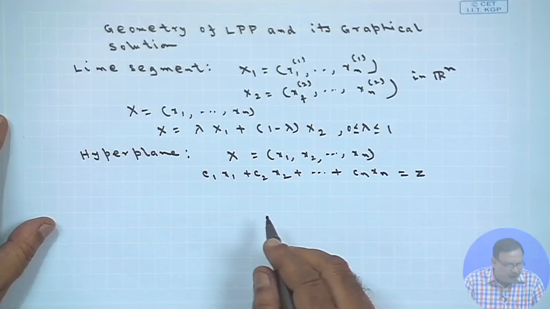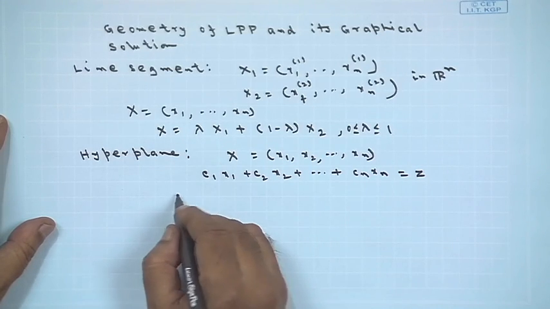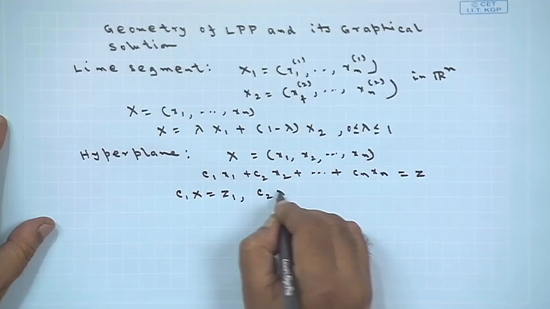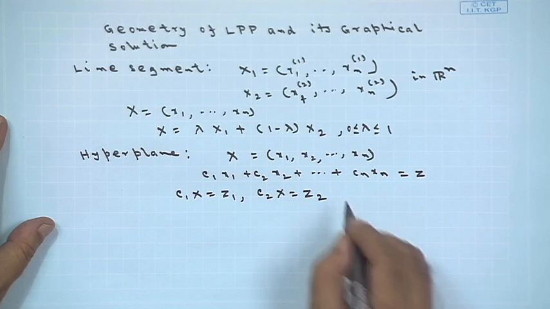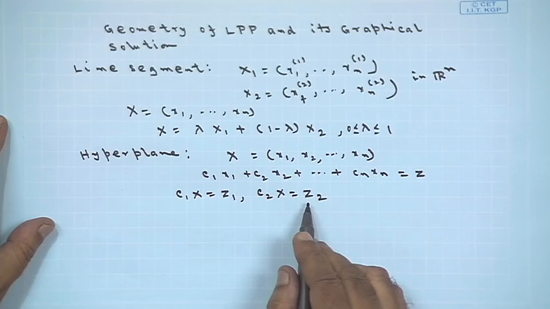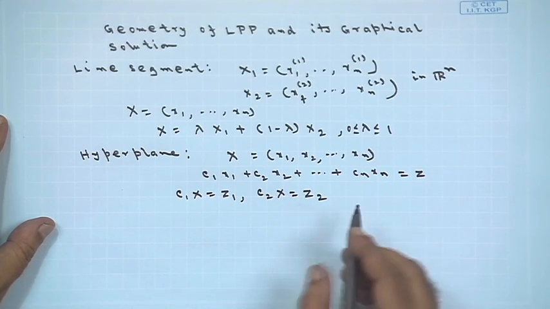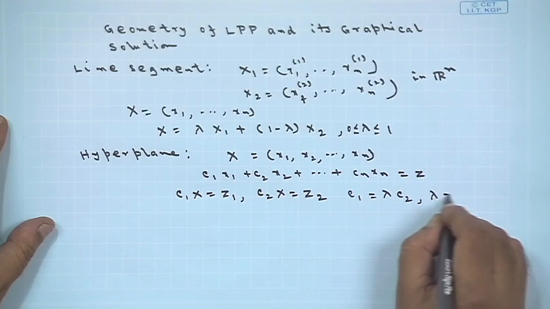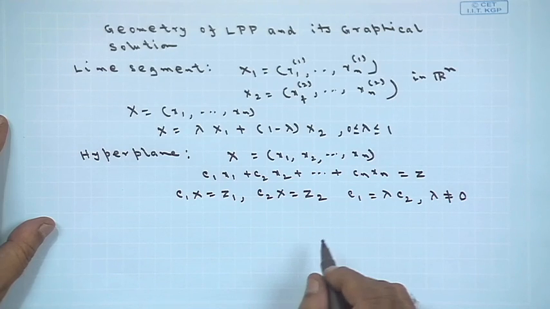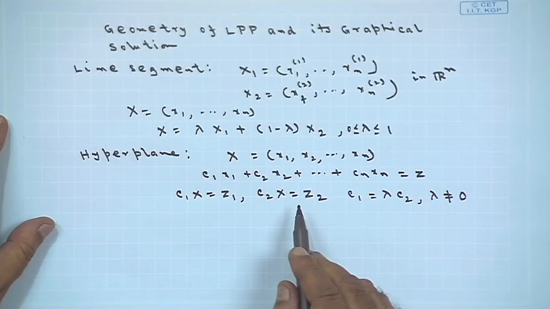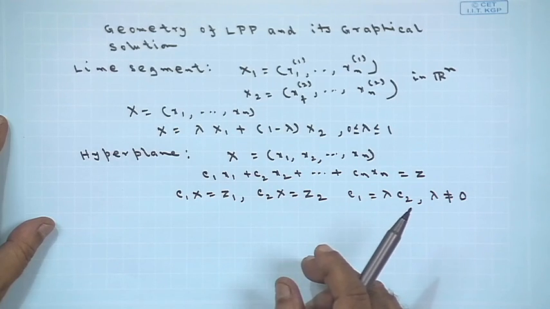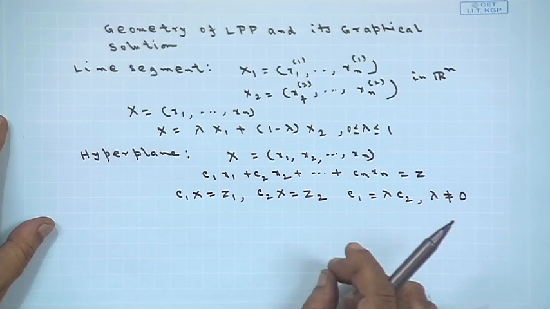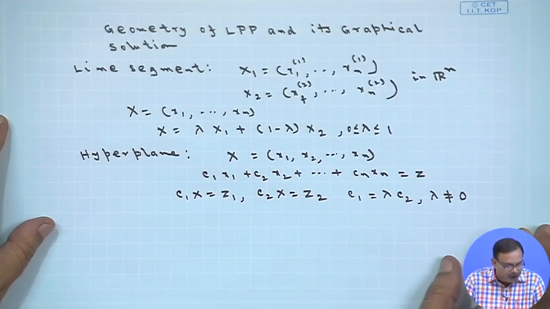You may have parallel hyperplanes also, that is, say c 1 x equals z 1 and c 2 x equals z 2. These 2 hyperplanes will be parallel if c 1 equals lambda c 2, obviously lambda is not equal to 0. Or in other sense, 2 hyperplanes will be parallel if they have the same unit normal, that is, c 1 by c 2 equals some constant.